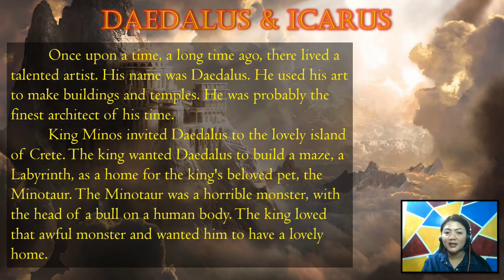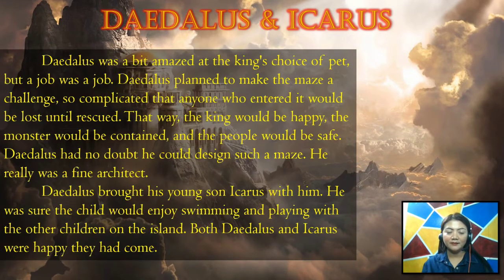The king wanted Daedalus to build a maze, a labyrinth, as a home for the king's beloved pet, the Minotaur. The Minotaur was a horrible monster with the head of a bull on a human body. The king loved that awful monster and wanted him to have a lovely home. Daedalus was a bit amazed at the king's choice of pet, but a job was a job.